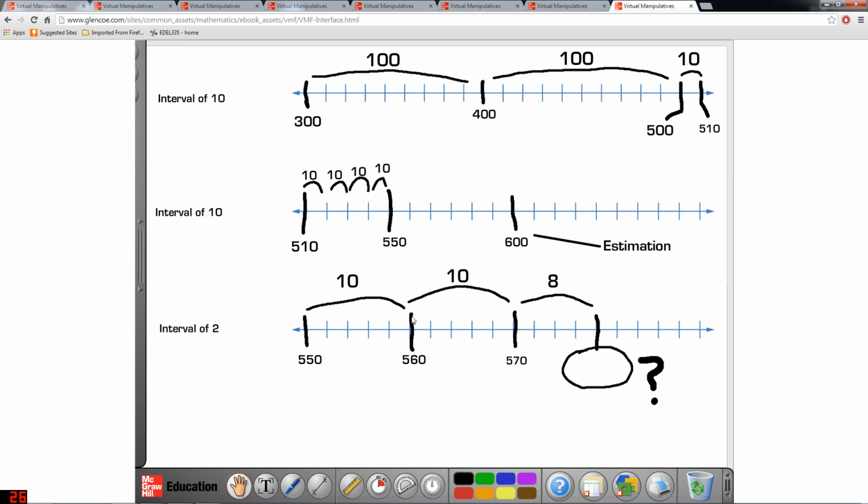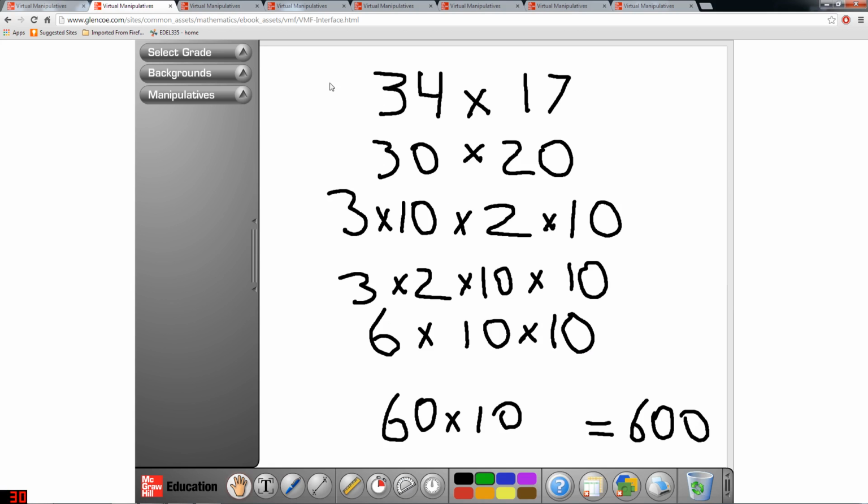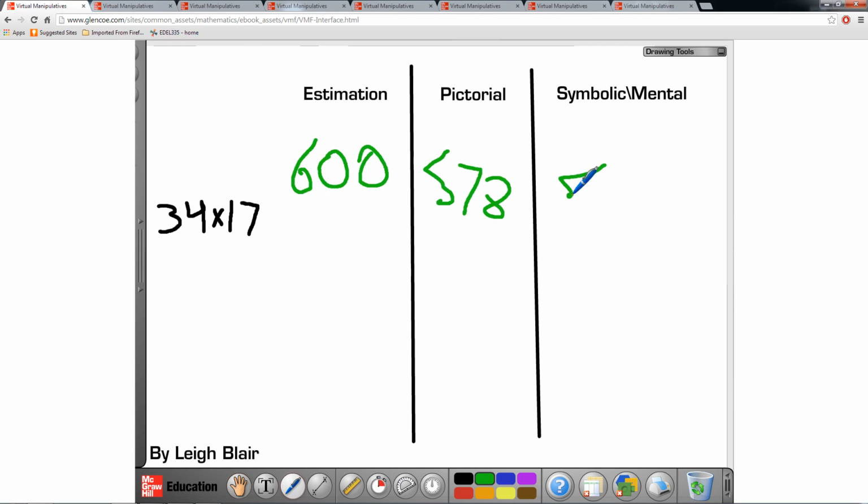2, 4, 6, 8, 10, right here, so that gives me 20, and then I'm going to add a final 8: 2, 4, 6, 8. And it looks like it leads me to a final product of 578. That was my symbolic right there of 578.